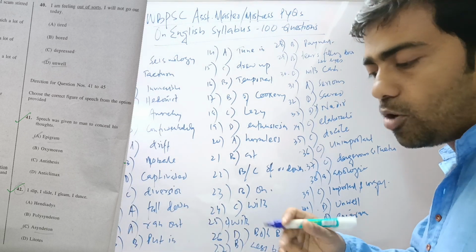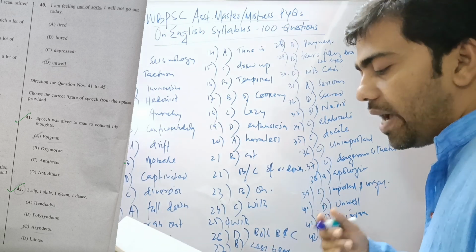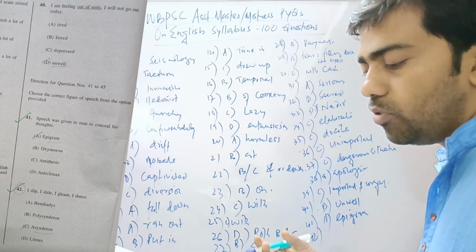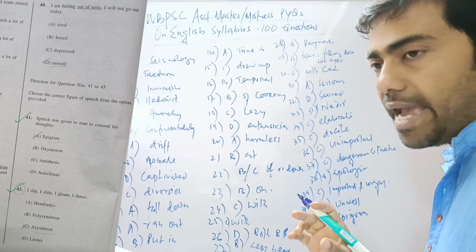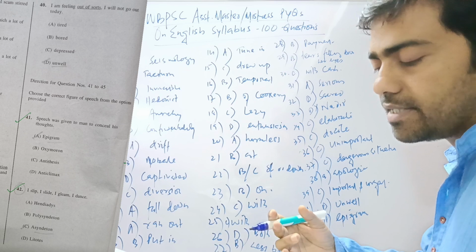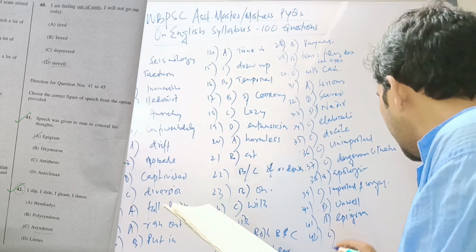I sleep, I slide, I gleam, I dance. So commas are there and 'and' is omitted. When 'and' is omitted, the figure of speech will be asyndeton. And when 'and' is repeated, then the figure of speech will be polysyndeton. So 'and' is omitted, it will be asyndeton.